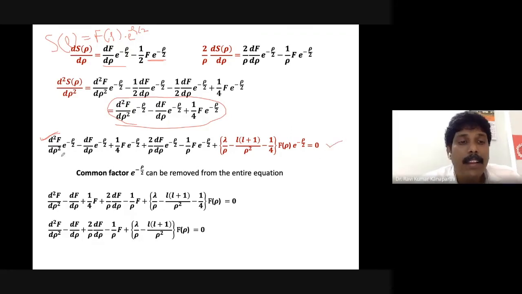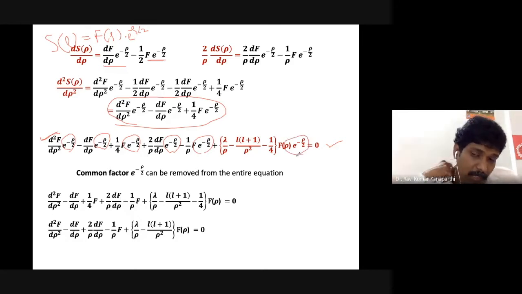Okay, and you can simplify further. Everywhere e to the power minus rho by 2 is sitting, in every term that we have. So you can take this common term and just cancel everything, because the whole equation is equal to 0. Therefore the common factor you can just simply remove. So you will get this differential equation after taking out the common term e to the power minus rho by 2 as a common factor.